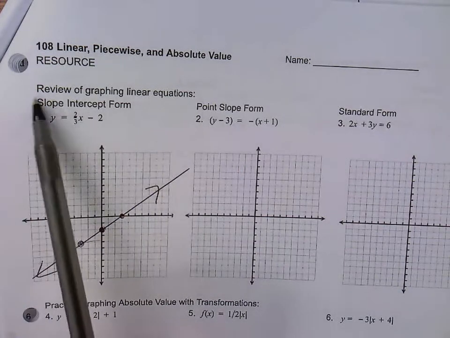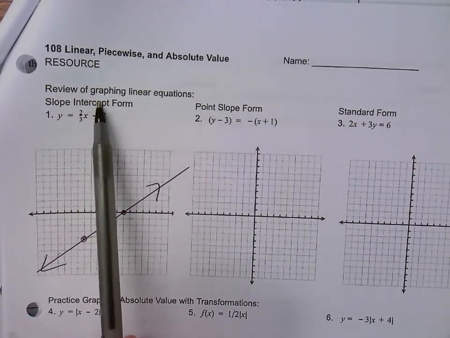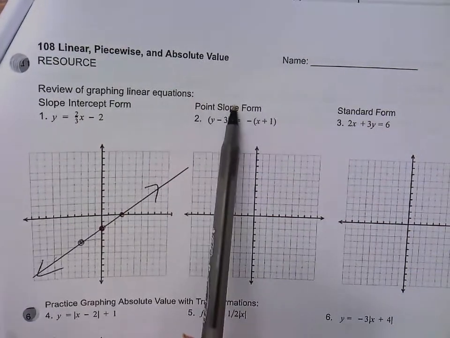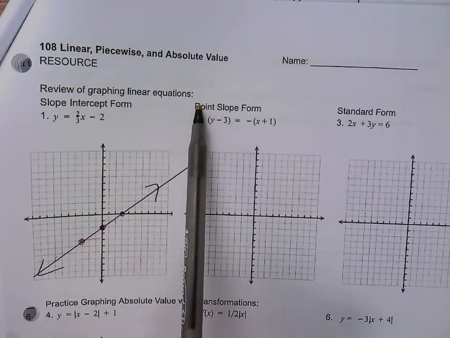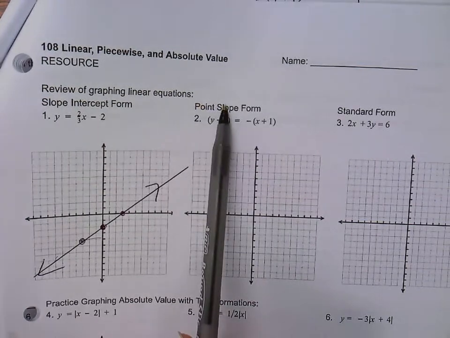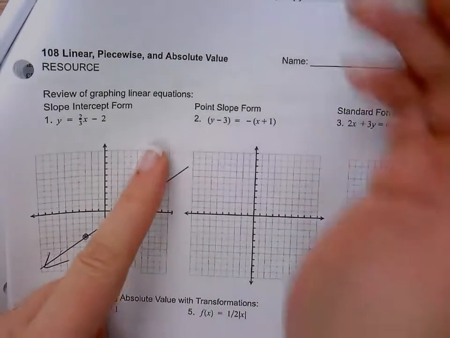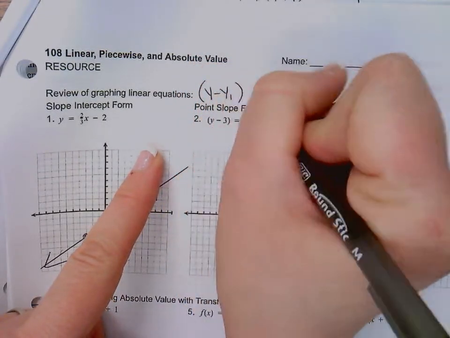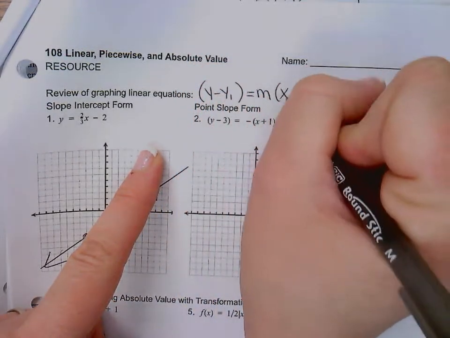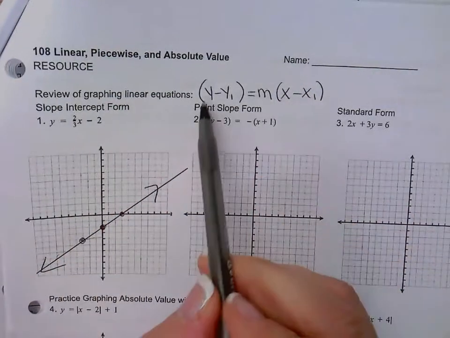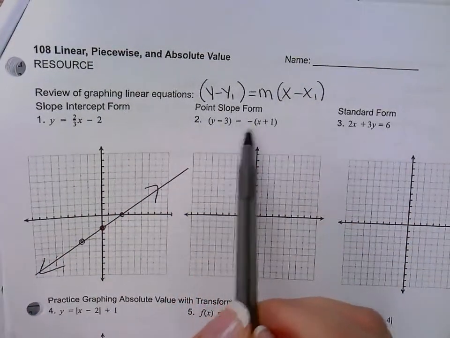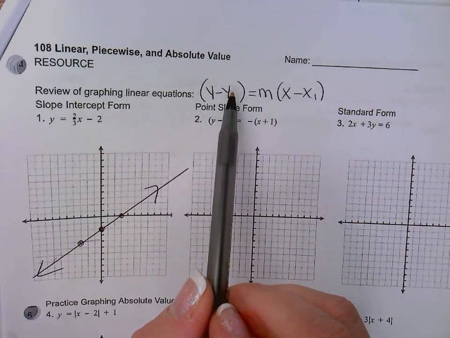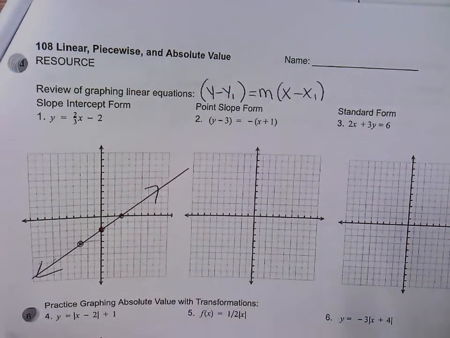So if slope-intercept gives you the slope and the intercept, what do you think point-slope gives you? It gives you one point that lies somewhere on the line, and it gives you the slope. And I should have put in here the formula: y minus y1 equals m times (x minus x1) is the format of this equation, where x1 and y1 are a point that lies somewhere on your line.